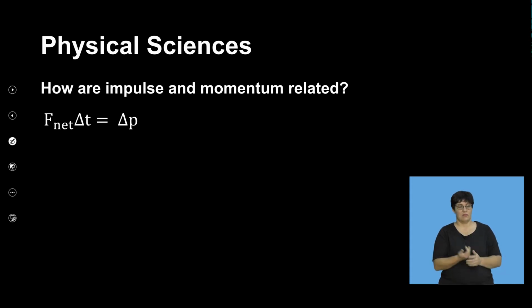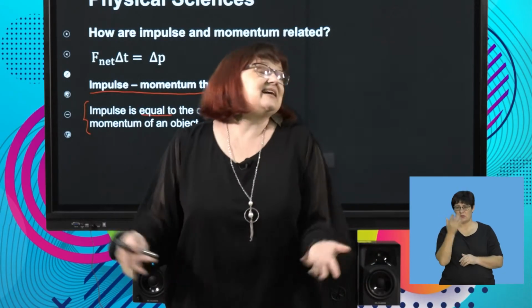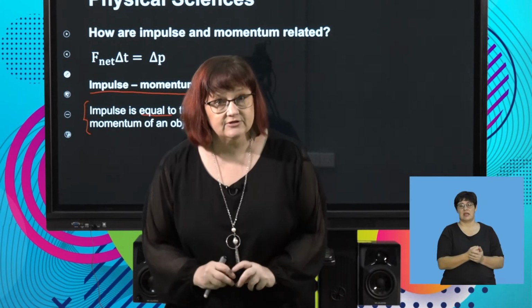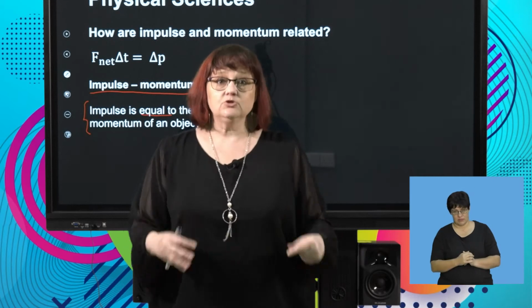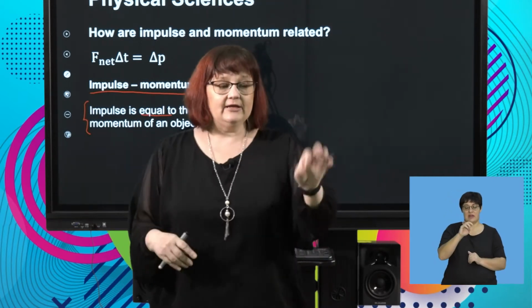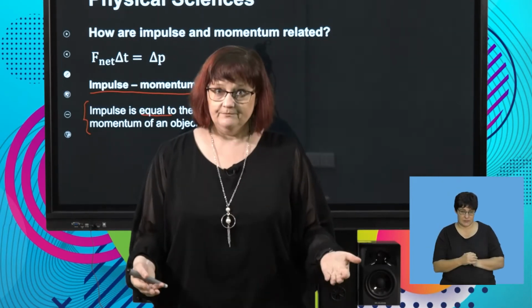This gives us, which I've just put there, F net delta T equals delta P. This is the impulse momentum theorem. This is a new one for you, okay? And this says to us that impulse is equal to the change in momentum of an object. They call it the impulse momentum theorem. So sometimes in your questions, they'll say, use the impulse momentum theorem, okay? That means you've got to use the fact that F net delta T is equal to change in momentum, okay?